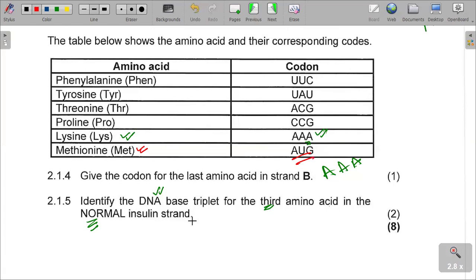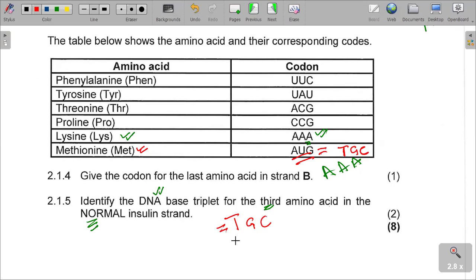So the question is saying you need to give the DNA-based triplet. So what is it going to be? I'm saying the corresponding base triplet on this one, the DNA, it is supposed to be TGC on this question. That is what is given on this question specifically.